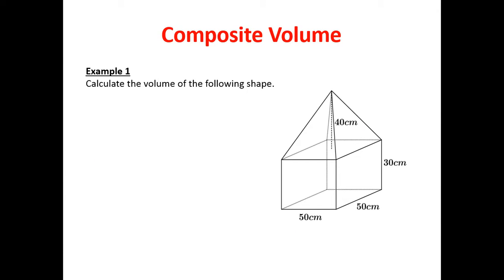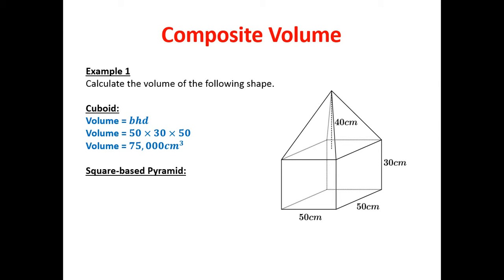Right, let's get straight into example 1. Calculate the volume of the following shape. Hopefully you recognize that it is a cuboid on the bottom and a square base pyramid on the top. So let's start with the cuboid. To find the volume of a cuboid, base times height times depth. So base is 50, height is 30, depth is 50. So 50 times 30 times 50 gives 75,000 cubic centimeters.